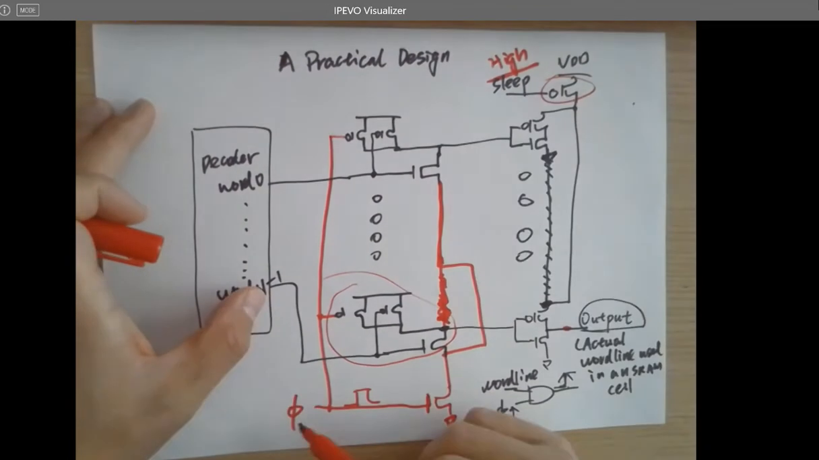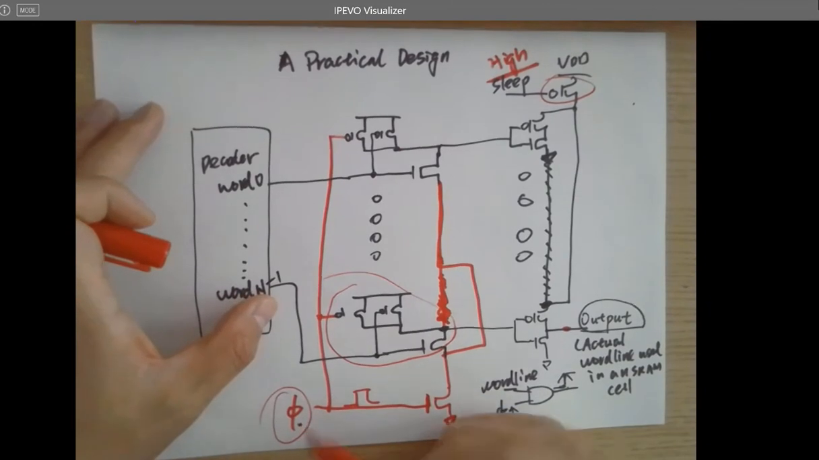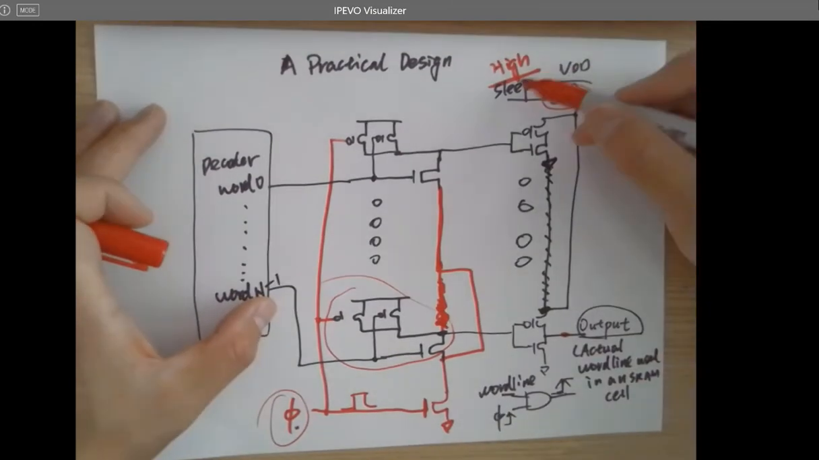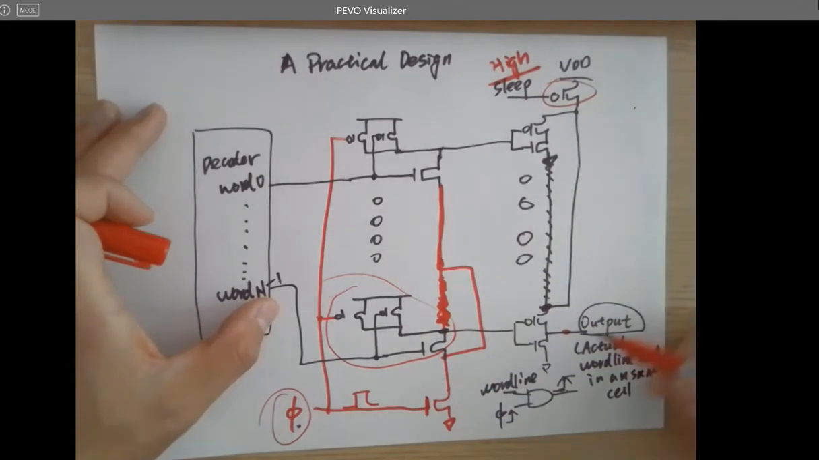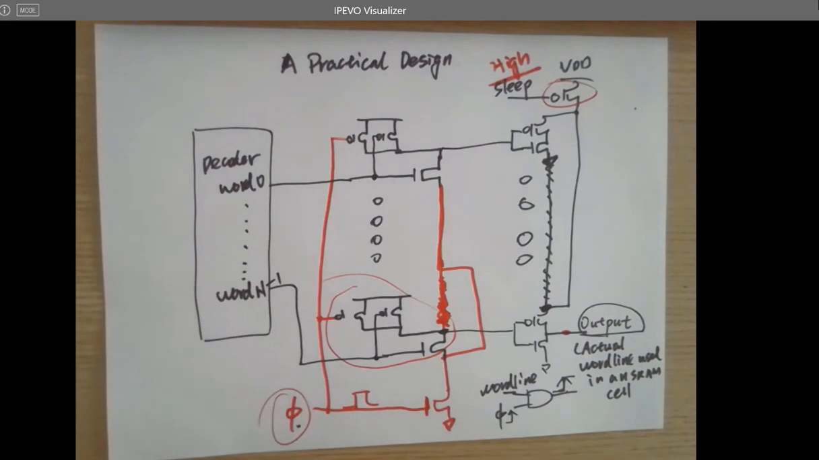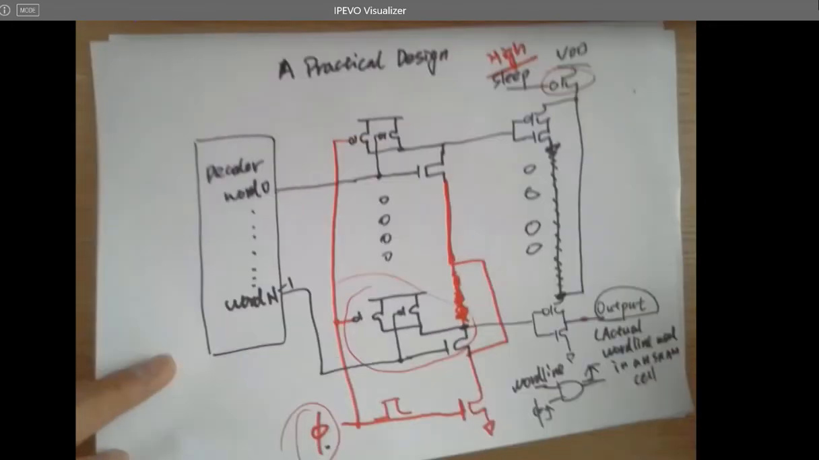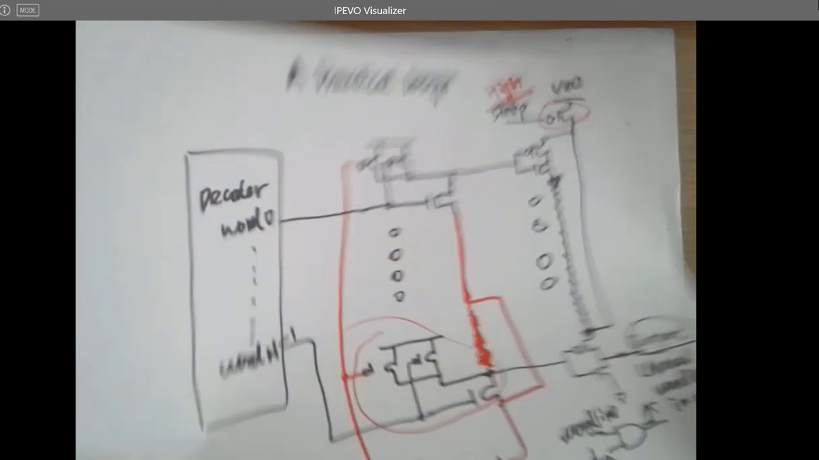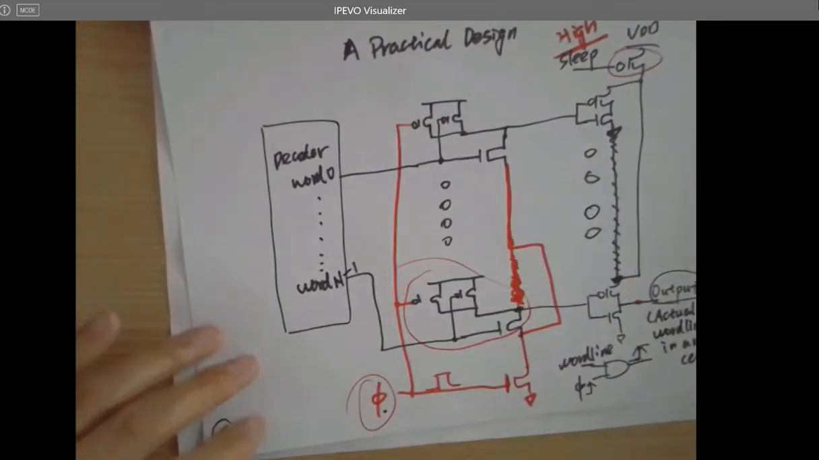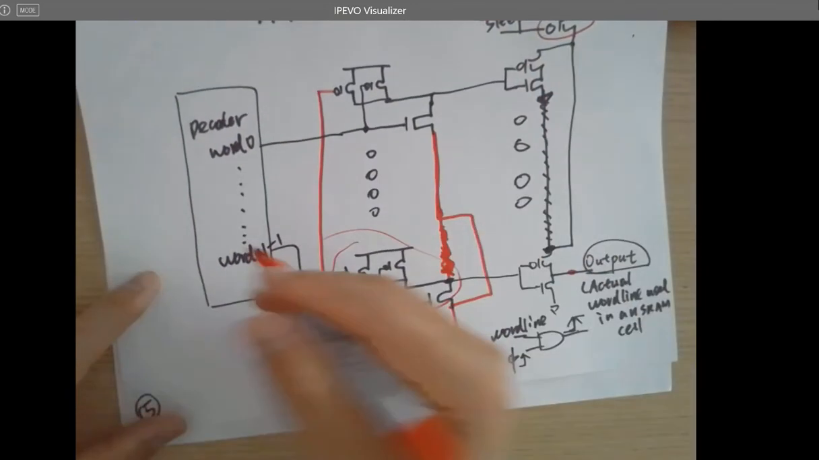The clock, it's not really easy to turn off the clock sometimes. The clock is always running. You just want to put this in sleep, just give a voltage high here. It's going to turn off the inverters and disable all the word lines. Okay. Any questions? So this is a clocked, whatever here is just a clocked AND gate.